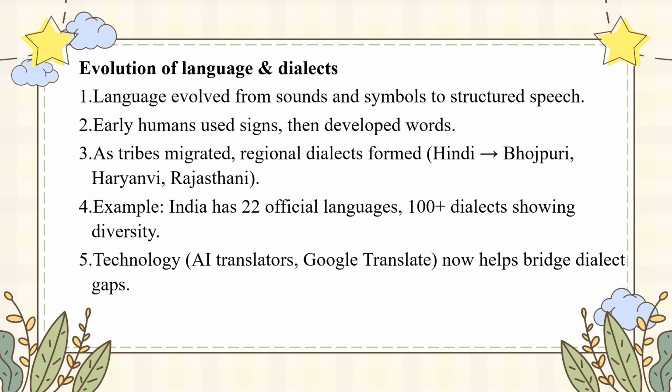Evolution of language and dialects. So, language evolved from sound and symbols to structured speech. Early humans used signs and then developed words. Tribes migrated from one place to the other, and therefore there were regional dialects which were formed. So we have Bhojpuri, Haryanvi, Rajasthani, etc. India has 22 official languages, over 100 dialects showing diversity. Today we have technology, for example, AI translators or Google Translate, which now help bridge dialect gaps.